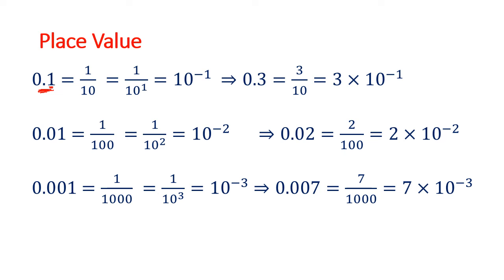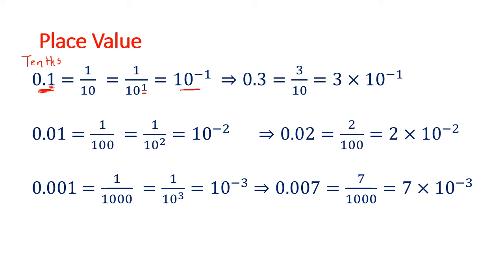We write it as 1 upon 10. The first digit after the decimal point is the tenth digit. It is not tens, it is the tenth digit. 0.1 is written as 1 upon 10, and 10 can be written as 10 raised to 1. Now 10 raised to 1, when taken to the numerator, becomes 10 raised to minus 1.